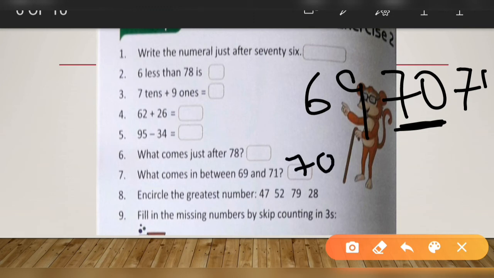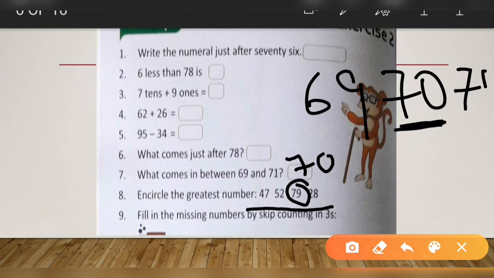70. Encircle the greatest number. Greatest. Which one is greatest? 47, 52, 79 and 28. 79 is greatest. Okay.